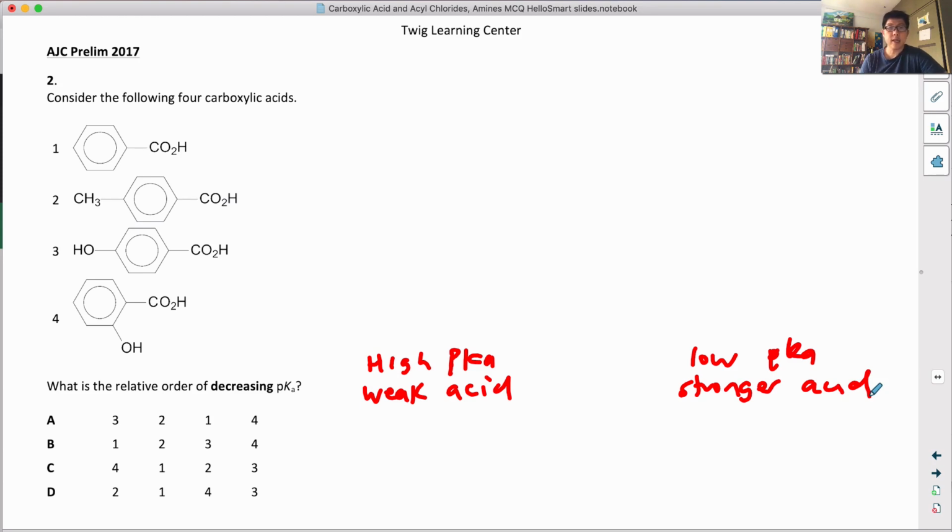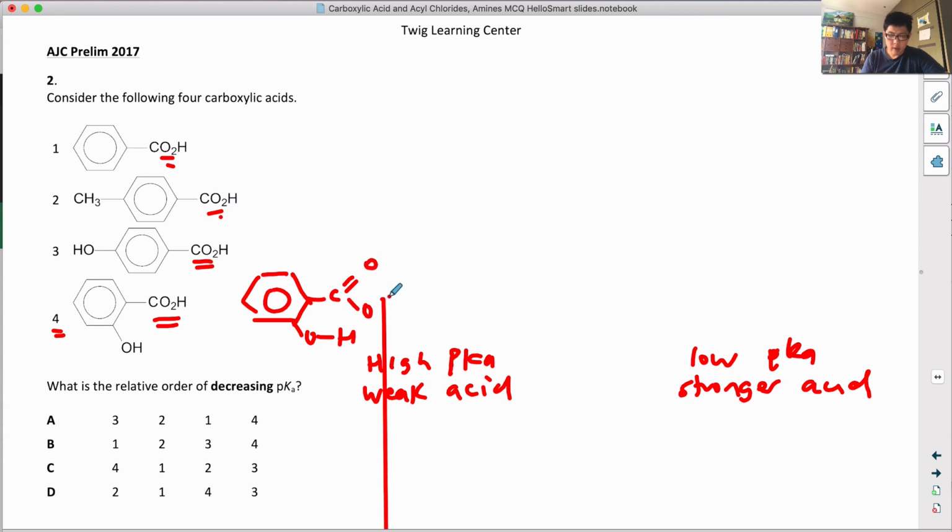The strongest acid is probably the one that can form a stable conjugate base, right? If you look at it carefully, it's this one that can form a stable conjugate base. It's actually number 4. Why is that? When we look at pKa, we're actually looking at the Ka of these acids. I'm going to draw it out very quickly. Let's look at the conjugate base of this carboxylic acid.